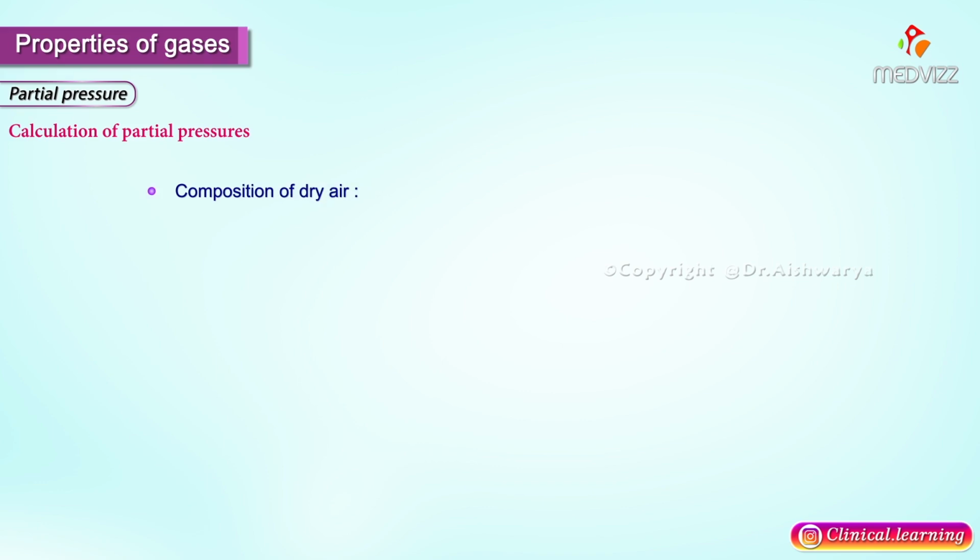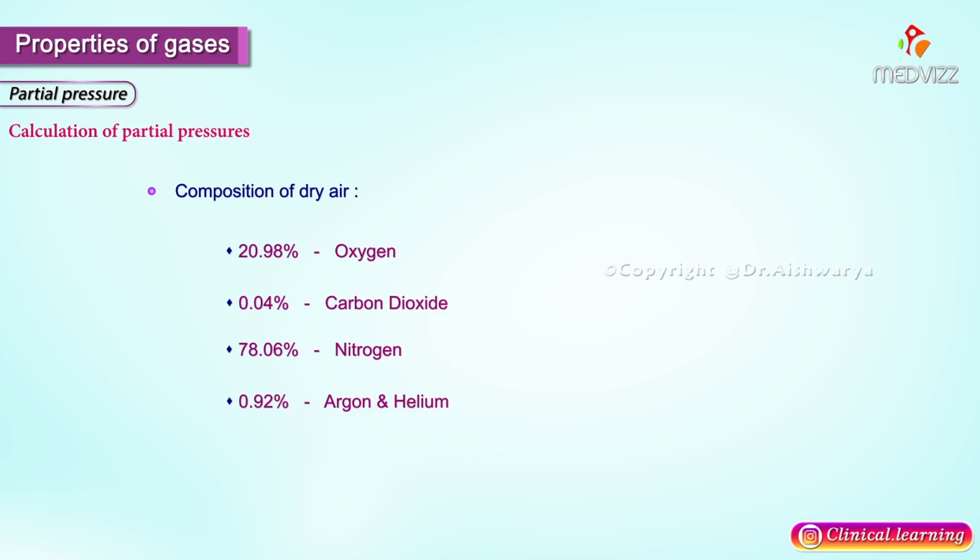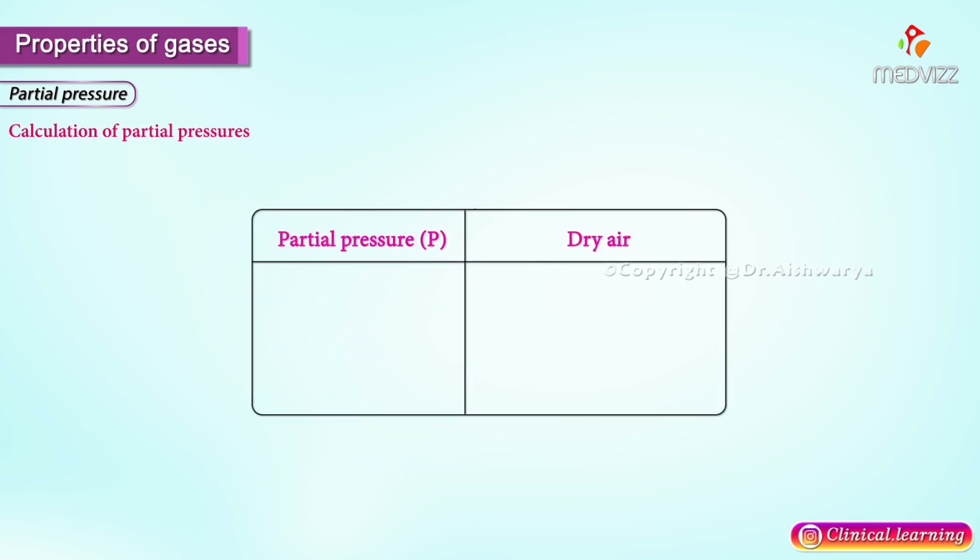The composition of dry air is 20.98% oxygen, 0.04% carbon dioxide, 78.06% nitrogen, and approximately 0.92% other inert constituents such as argon and helium. And the barometric pressure, expressed as PB, at sea level is 760 millimeters of mercury, which is 1 atmosphere. So the partial pressure is indicated by the symbol P.